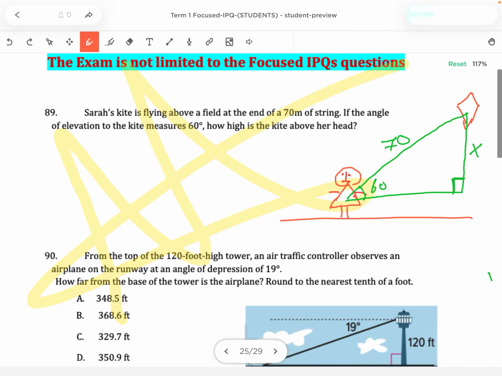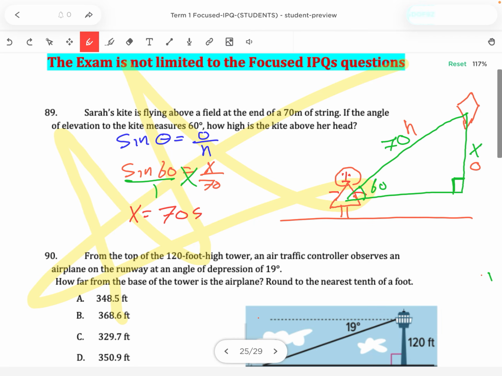نفس الموضوع. This is our angle, this is my opposite, this one is the hypotenuse, so I have to use sine. Sine theta equals O over H. Sine 60 equals x over 70. Put it over 1 and cross multiply. So x will be 70 sine 60. 70 sine 60, with answer will be 56.6.